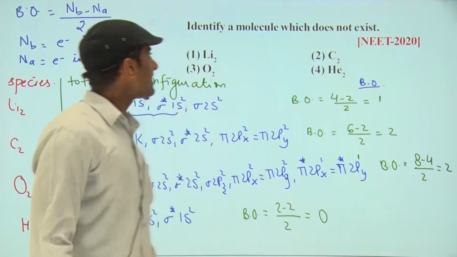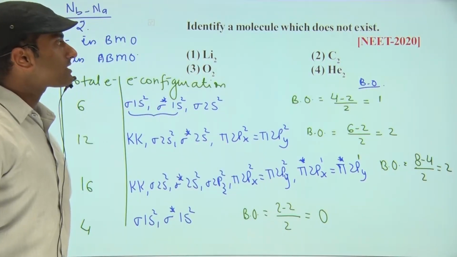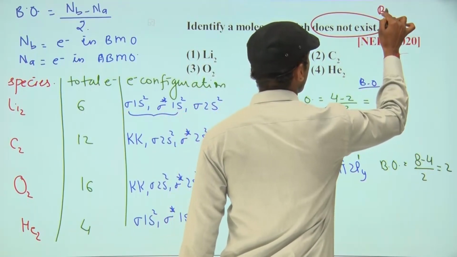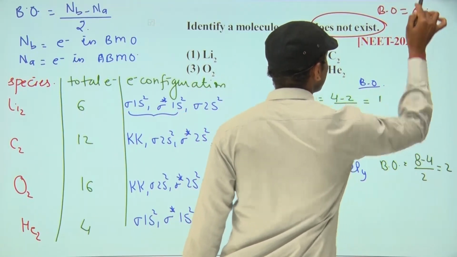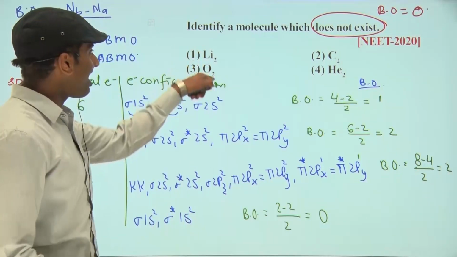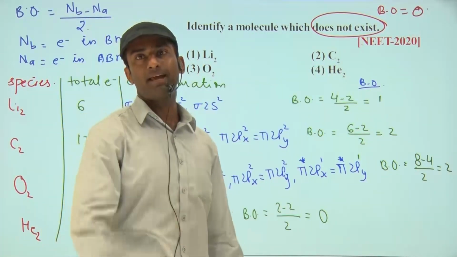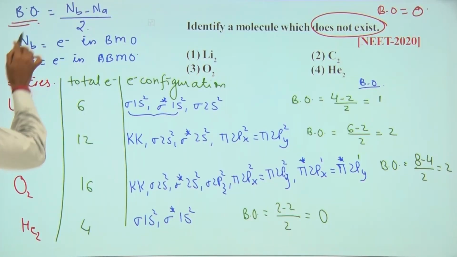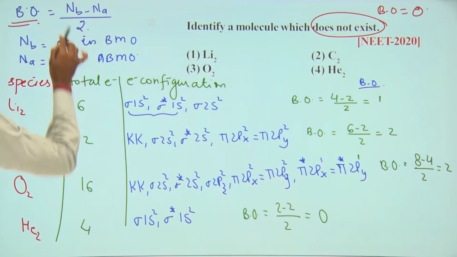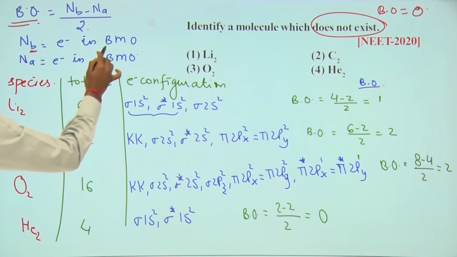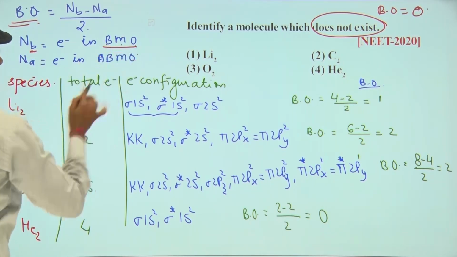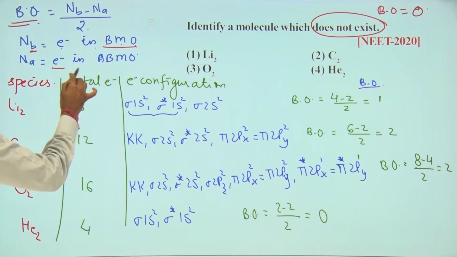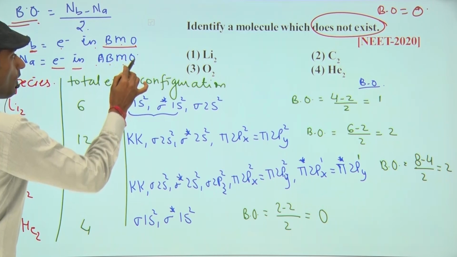This question is asking to identify a molecule which does not exist. It means the bond order should be 0. And you can see that diatomic species are given here. So we will apply MOT, molecular orbital theory. It says that the bond order equals (NB minus NA) divided by 2. NB means electrons in the BMO, bonding molecular orbital, and NA means electrons in the anti-bonding molecular orbital.